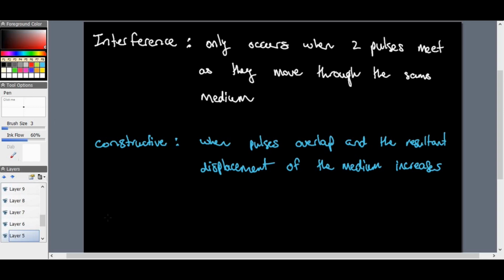And then of course we get something that's called destructive. I think it's easy to remember it like this: constructive, if you are constructive, it's good, it's positive. Destructive, obviously it's bad.